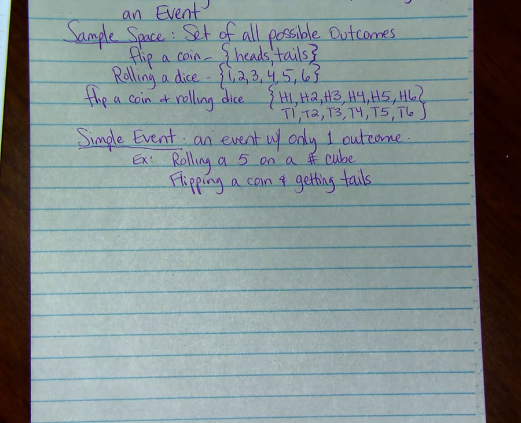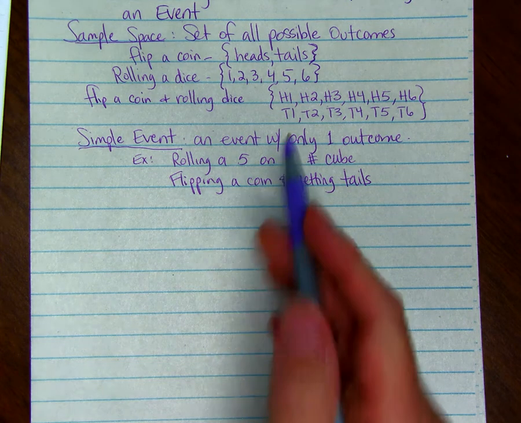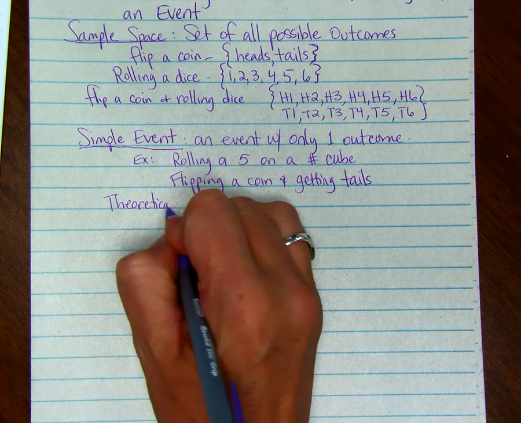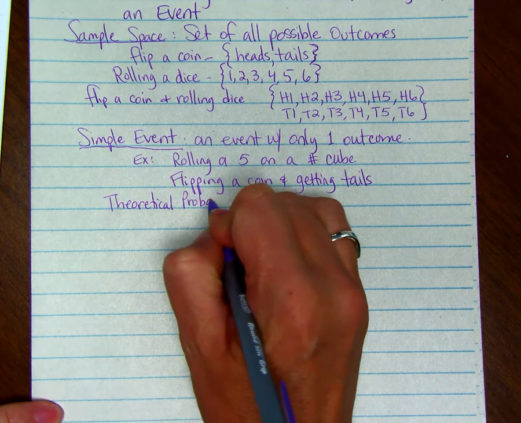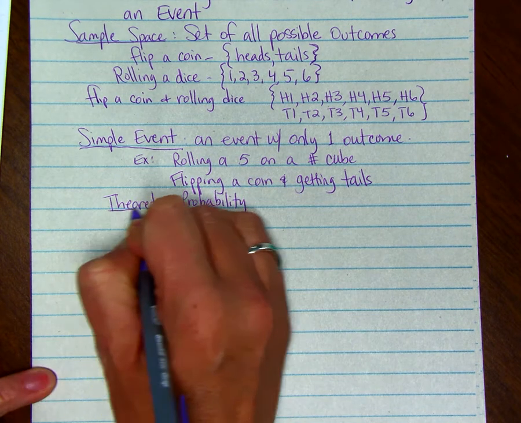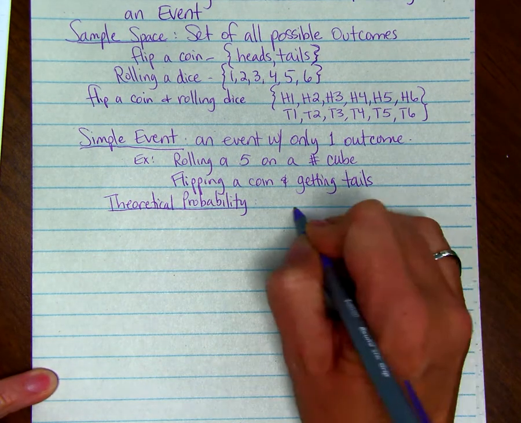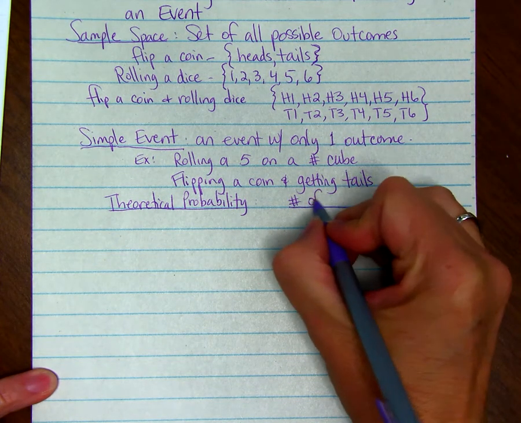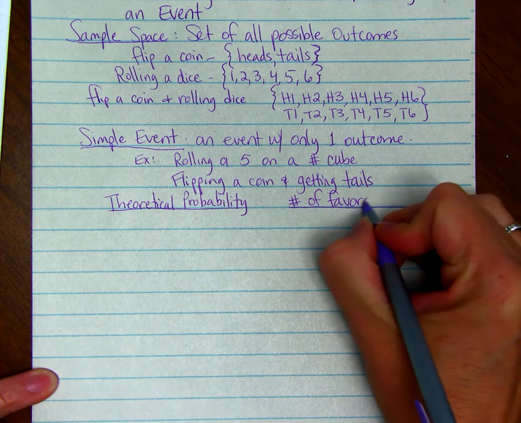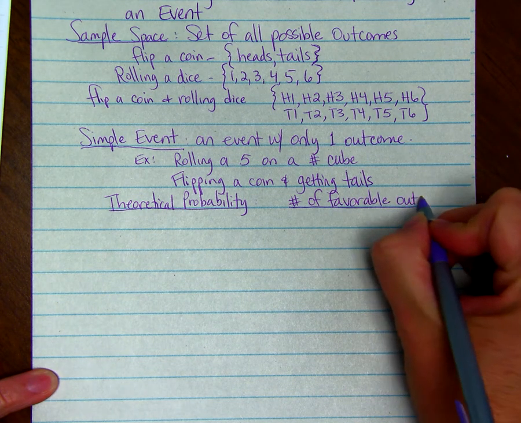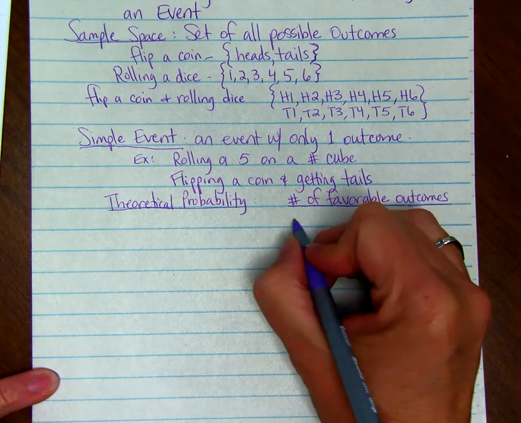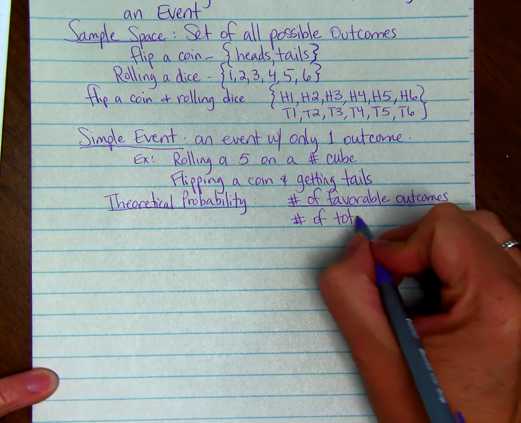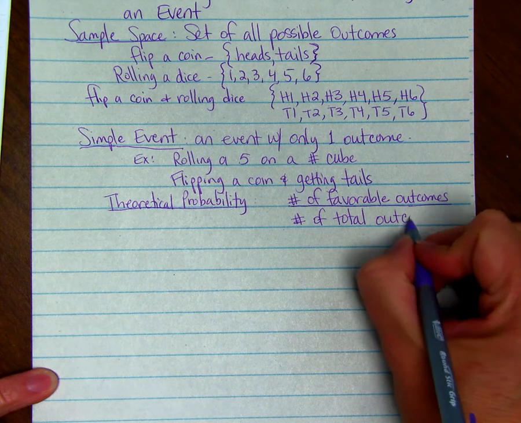Now, theoretical probability is what theoretically you should get. I'll explain that in a second. So theoretical probability is a fraction, and it's the number of favorable outcomes, that means how many times you can expect it to happen, out of the total number of outcomes.